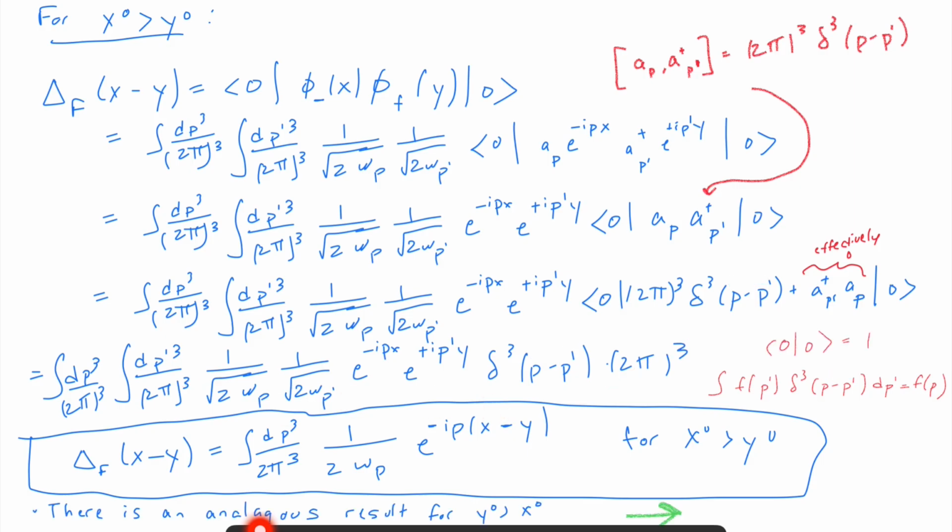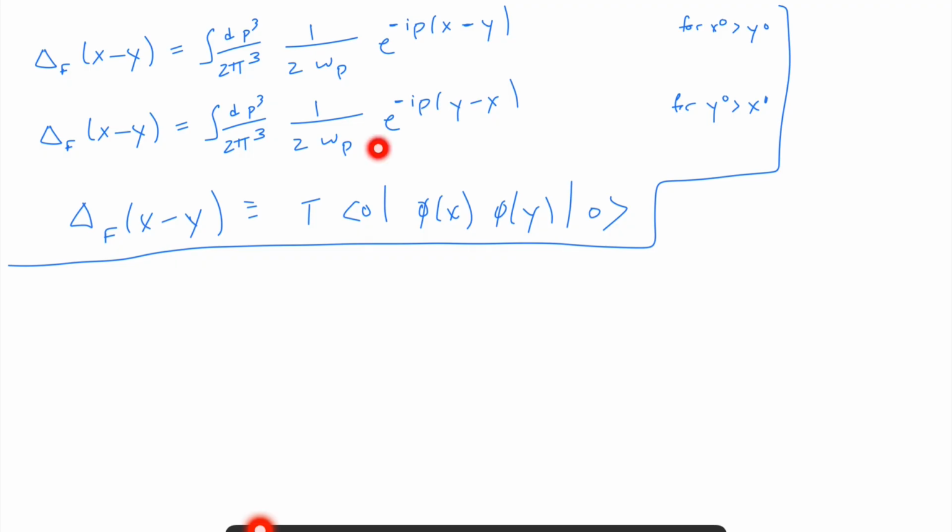And there's an analogous result, of course, when y⁰ is greater than x⁰ for the other situation, which I have represented here. So here's the scalar Feynman propagator. That's equal to this over here when x⁰ is greater than y⁰, but when the order is reversed, then it's this over here. And this is, of course, the starting definition for the scalar Feynman propagator, the time-ordered expectation value. So this is what you get.